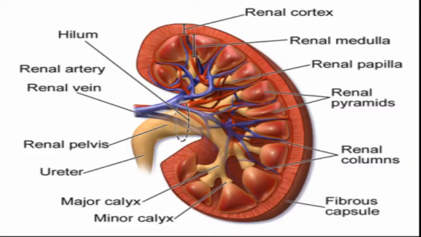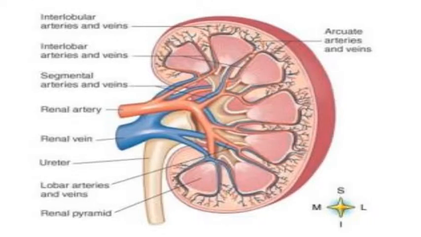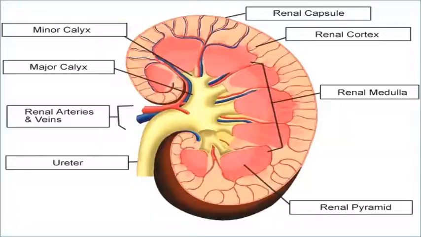duct. The tip, or papilla, of each pyramid empties urine into a minor calyx, minor calyces empty into major calyces, and major calyces empty into the renal pelvis. This becomes the ureter. At the hilum, the ureter and renal vein exit the kidney and the renal artery enters. Hilar fat and lymphatic tissue with lymph nodes surrounds these structures.